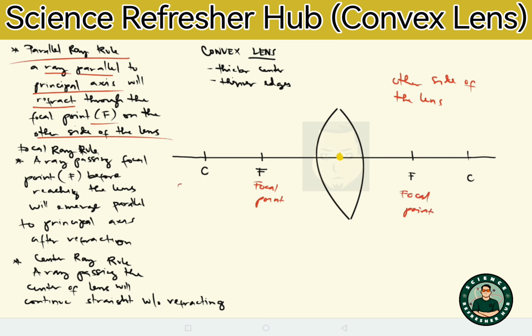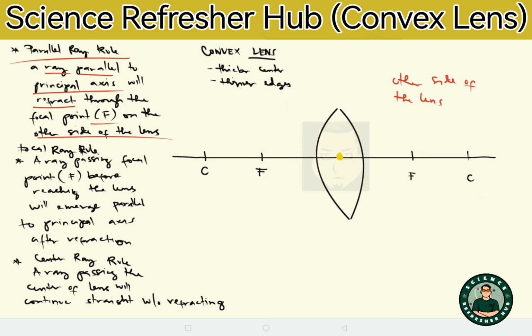And we have the center of curvature. Okay, center of curvature. Same here, center of curvature. And if you could still recall, this length here is equal to the length here. Like let's say 2 meters, this is also 2 meters. Same on the other side of the lens, 2 meters, 2 meters. But my drawing isn't accurate. Okay, so right, let's continue.